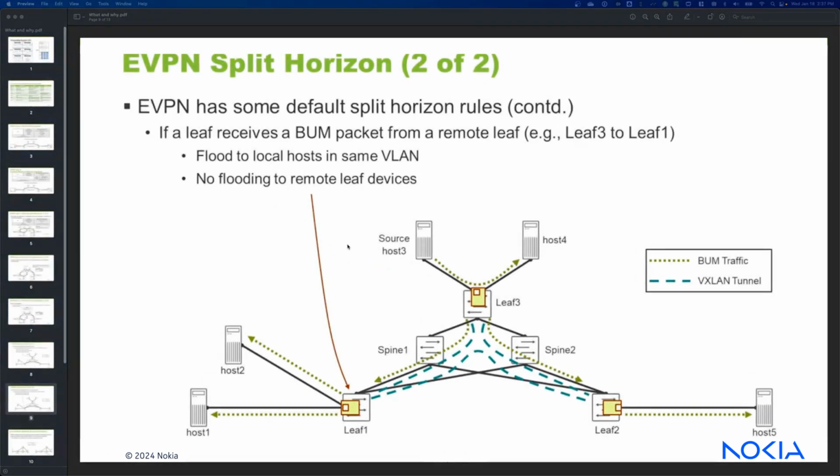Pretty straightforward. That's actually very similar to what we have in a traditional network. If a leaf receives a BUM packet from a remote leaf, it will flood to local hosts on the same VLAN. Makes sense again. It will not flood traffic to remote leaf devices. In this way, we know that the leaf that originates that BUM packet is the only leaf that's allowed to forward it to all other leaves. If a leaf receives a BUM packet, it'll forward it locally, but it will not forward it back to other leaves. This is going to prevent you from creating a broadcast storm.